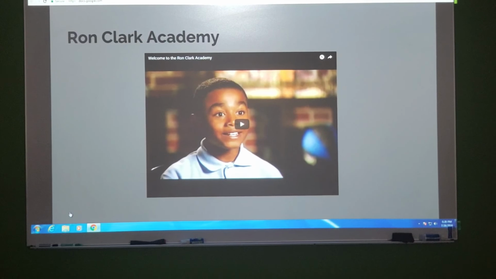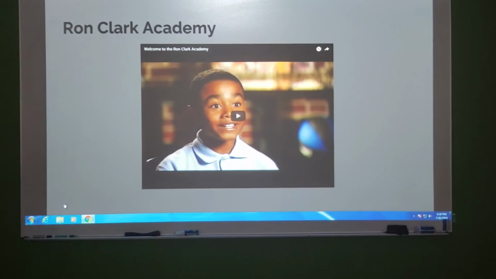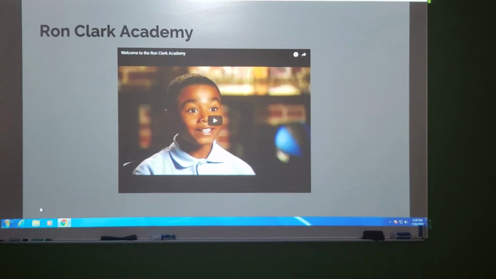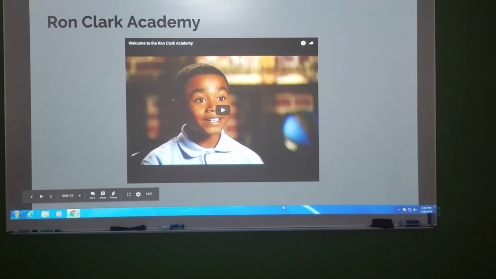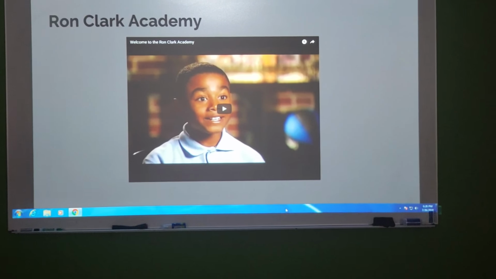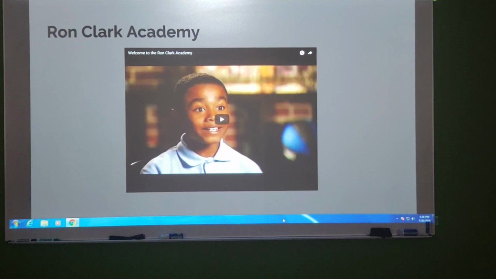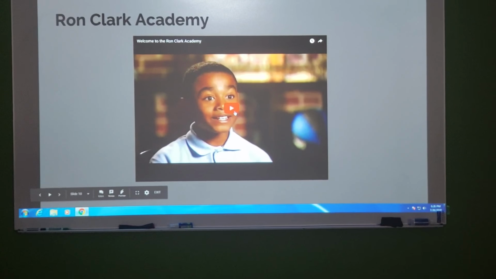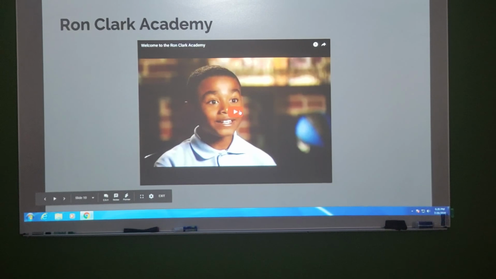Thus, we decided to take her to the Ron Clark Academy. Here, she is able to see the importance of implementing relationships, engagement, and presentation with differentiated instructional strategies. Through this experience, mindset changes take place and last a lifetime.